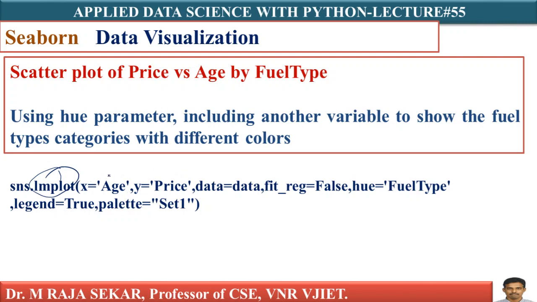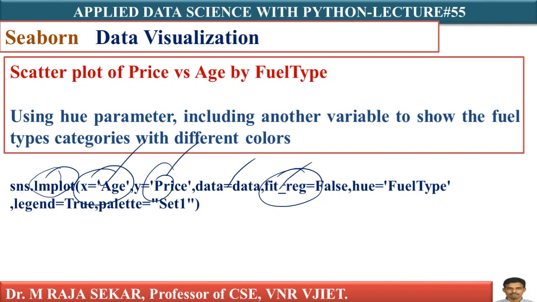On the x-axis you are taking age, on the y-axis you are taking price, and data means the data frame name. fit_reg equal to false, just try to understand the arguments, so that later we will understand lmplot in detail. fit_reg equal to false means what? You will not plot the regression line. We don't get a regression line over the scatter plot. If you don't want to have a regression line on the scatter plot, just say fit_reg equal to false.